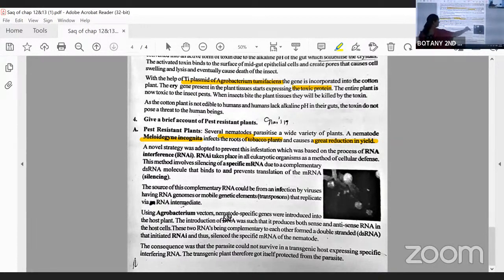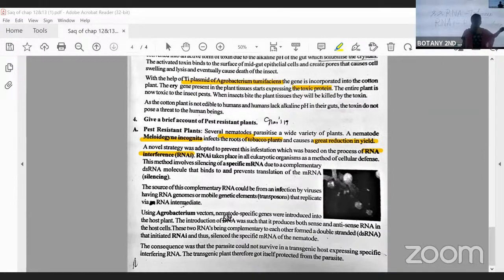Okay, based on the process of RNA interference, we have taken the RNAi gene. RNAi, that is the RNA interference gene.